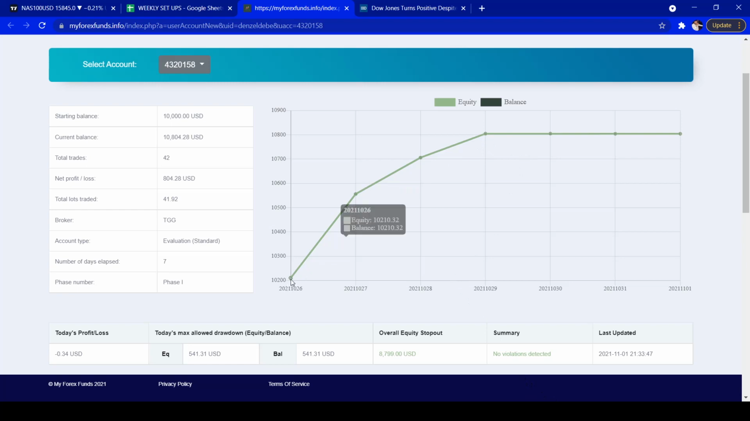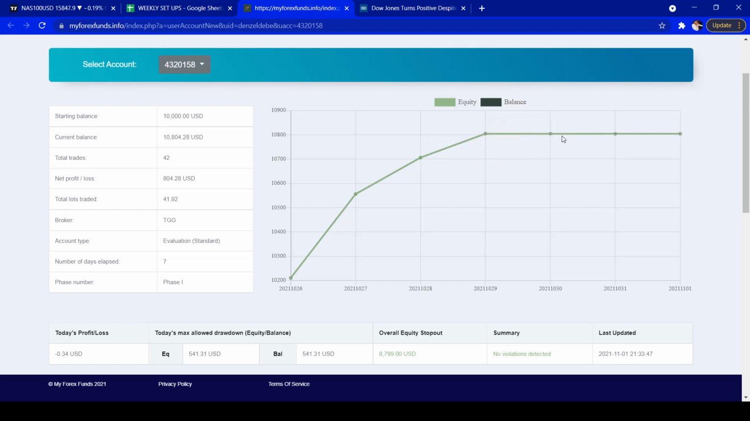As you can see, everything has gone blissful. From the very first day we took our account and the trades taken, everything was looking good. Profits were being made instantly. So day 1, we were up 210. Day 2, we were then up to 556. Day 3, we were up to 706. Day 4, which is Friday, we were up $804, and we passed the challenge.